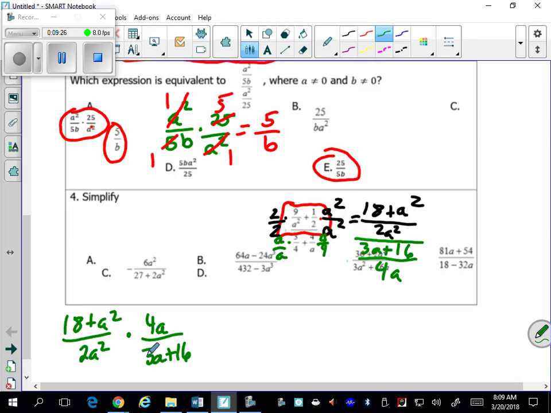But fortunately we have a monomial numerator and a monomial denominator that coefficients can simplify. 4 over 2, divide 4 by 2, you get 2, and also the a factors. Divide a by a, 1, divide a squared by a, you get a. All right, let's rewrite what we have here. We have 2 times 18 plus a squared, and we have 1 times a, which is a, times 3a plus 16.